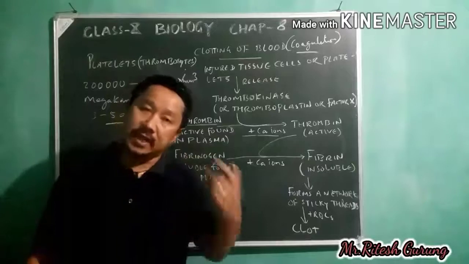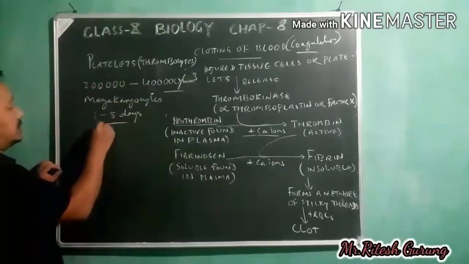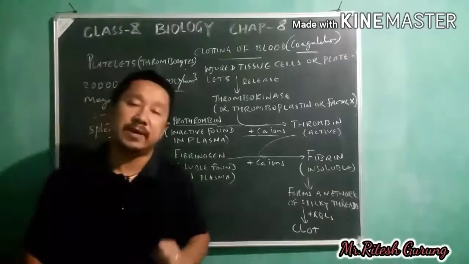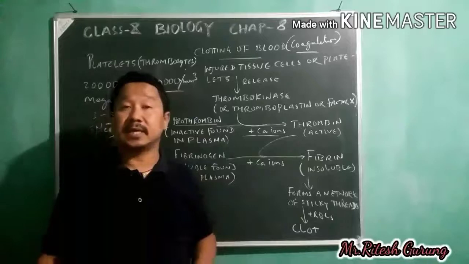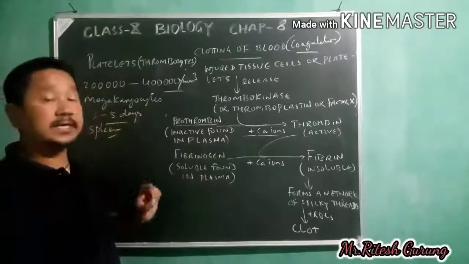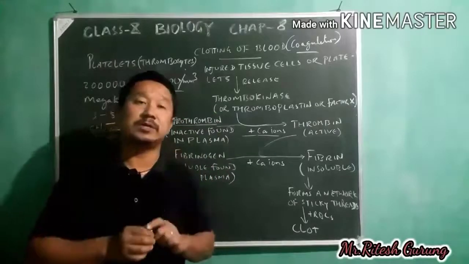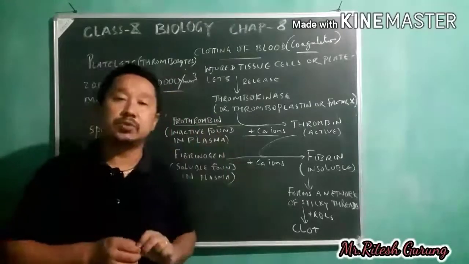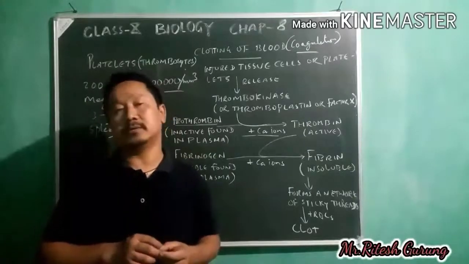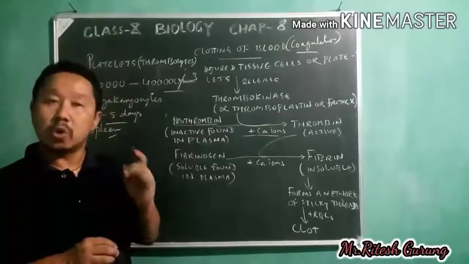They are destroyed in the spleen. The spleen is a part of the lymphatic system, so there they get destroyed. Platelets initiate blood clotting. That means the main function of these platelets is to initiate or help in the clotting of blood. Clotting of blood is also called coagulation of blood.